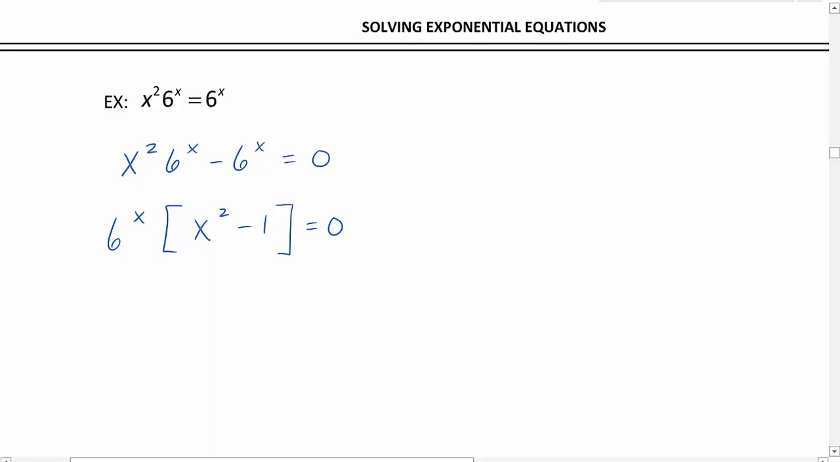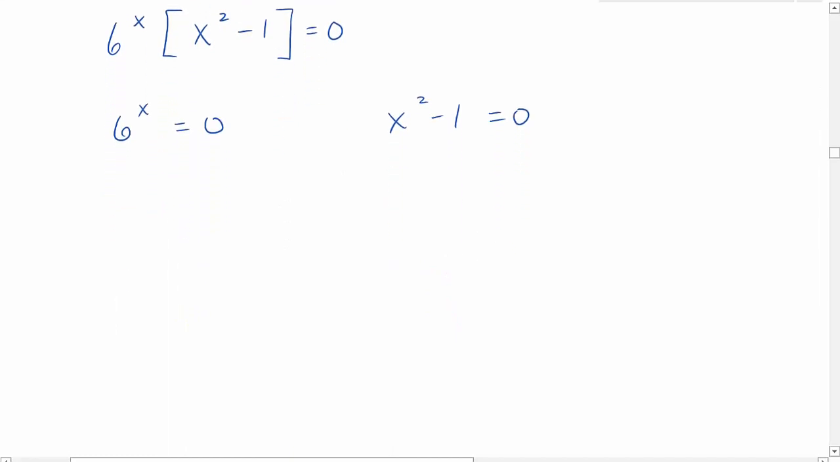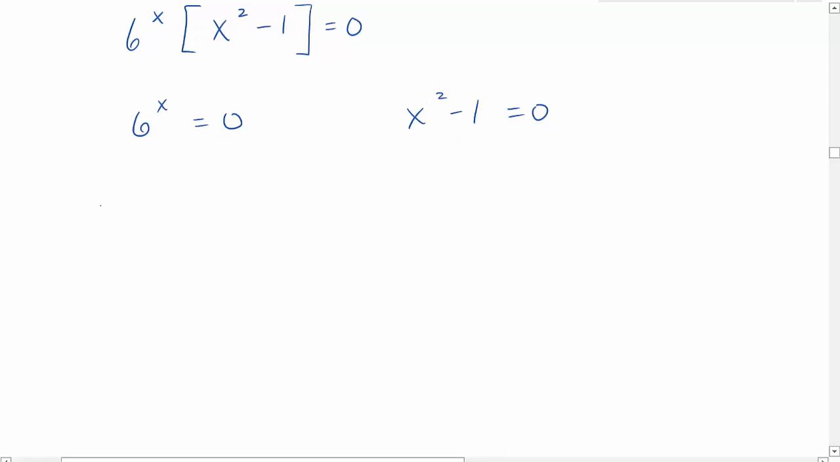So now I'm going to apply the zero product property. 6 to the x is equal to 0. x squared minus 1 is equal to 0. And I can solve each of these equations. 6 to the x equals 0. One-to-one property is not going to work, so I'm going to rewrite it in logarithmic form. This is going to be log base 6 of 0 equals x. Notice that our argument is a number that is not positive. The argument always has to be positive in a log, so this is an extraneous solution that gets thrown out.